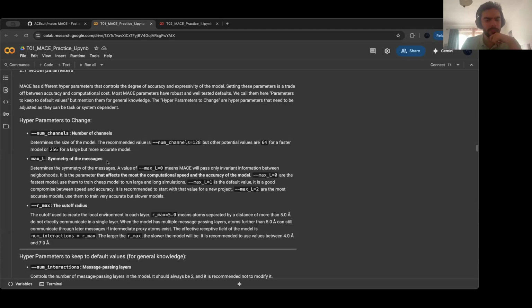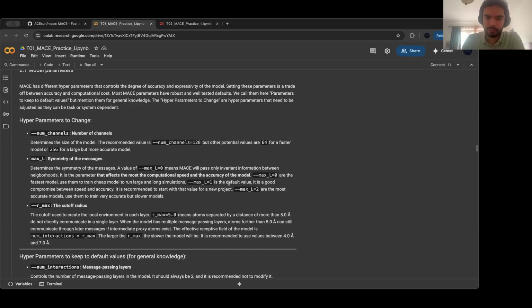The symmetry of the message. So usually this is L equal 1, so this is the standard one. And also I recommend you start from that. And if you want a faster model, you can go to max L equal 0. And if you want a more accurate model, you can go to max L equal 2.